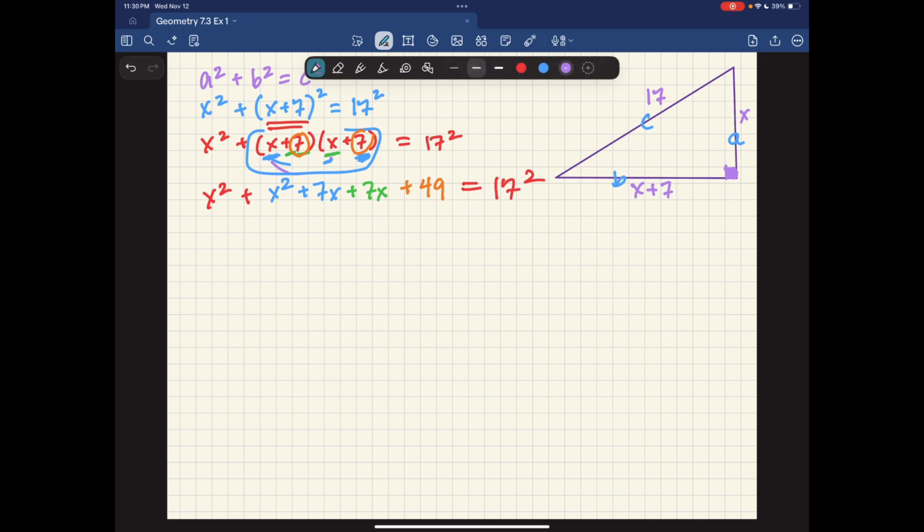Okay. We're trying to clean up clutter. I'm going to go ahead and combine my x squareds. You can combine variables that have the same exponents. These two have the same exponents, okay? So let's go ahead and do that. X squared plus x squared is 2x squared. 7x plus 7x is positive 14x. No change with a constant.